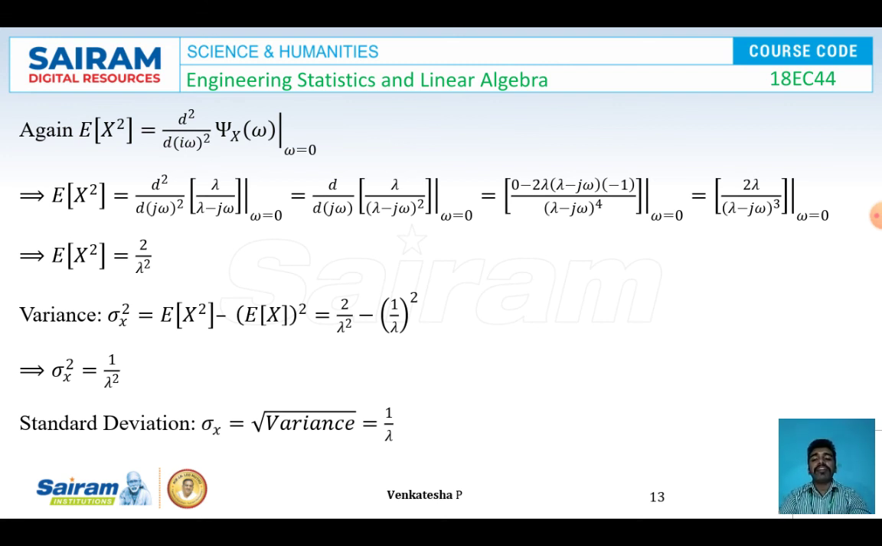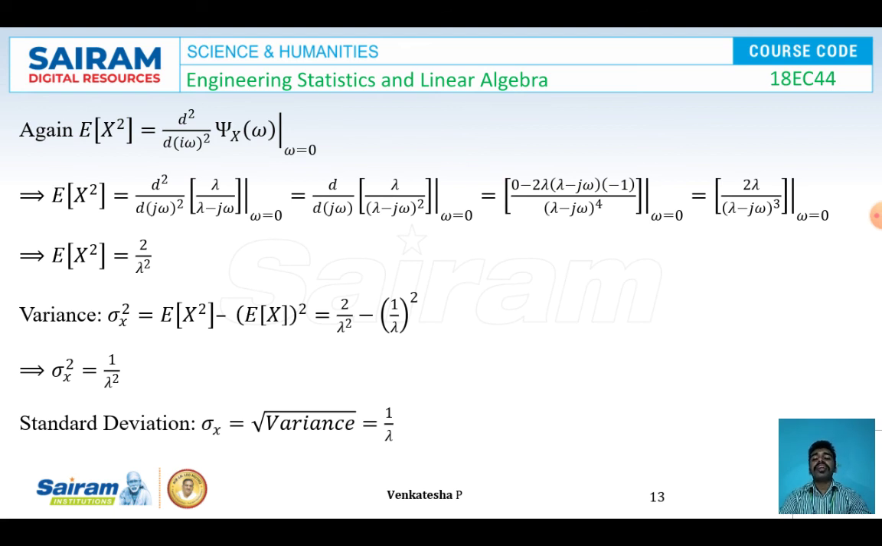So now we can find the variance. Once we have the expectation of x as 1 by lambda and the expectation of x square as 2 by lambda square, we can find the variance. The variance is given by expectation of x square minus expectation of x whole square. We got 2 by lambda square minus 1 by lambda whole square, which is equal to 2 by lambda square minus 1 by lambda square. I got the variance equal to 1 by lambda square.